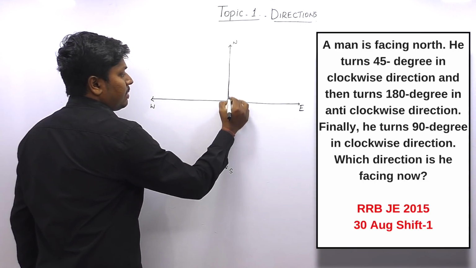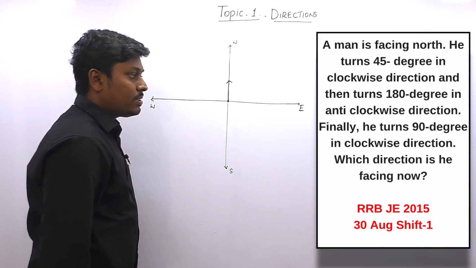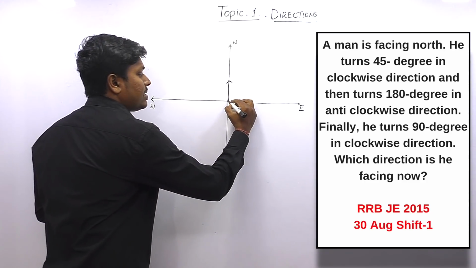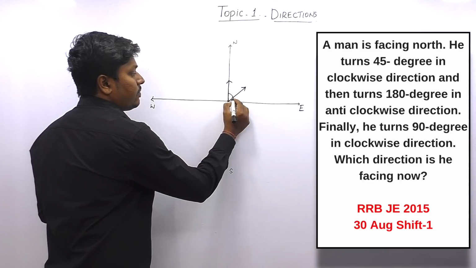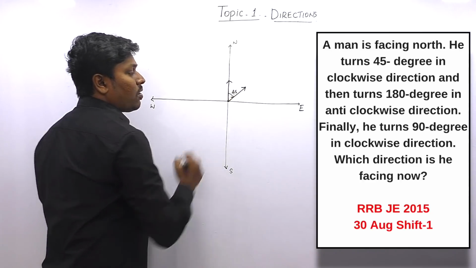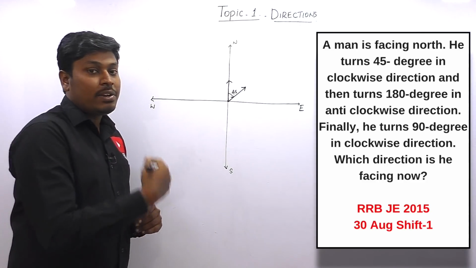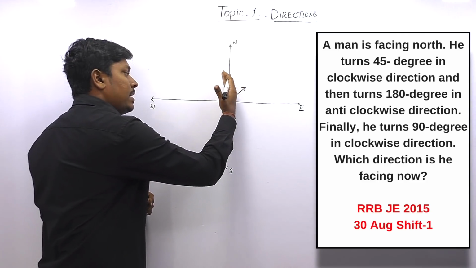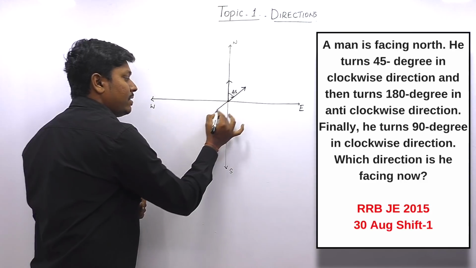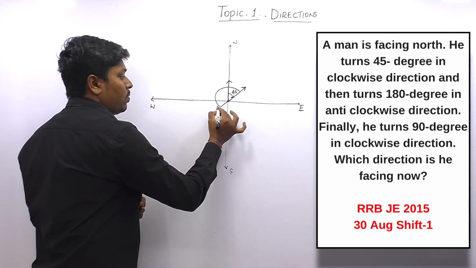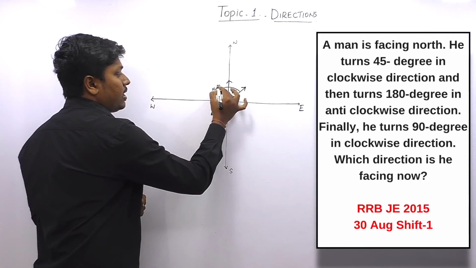So initially the man is facing north. He turns 45 degrees in clockwise direction. So this will be clockwise direction. So now he is turning 45 degrees in clockwise direction. And then he turns 180 degrees in anti-clockwise direction. He will be exactly on the opposite side. So now from this point, he is turning 180 degrees anti-clockwise.